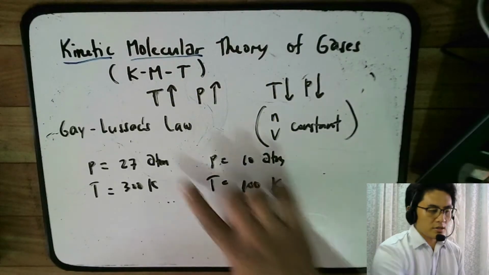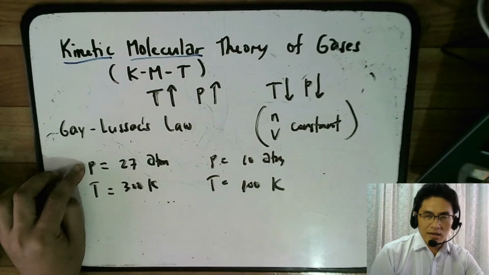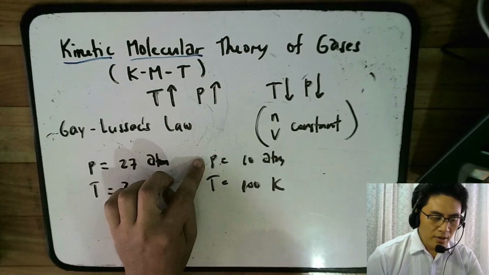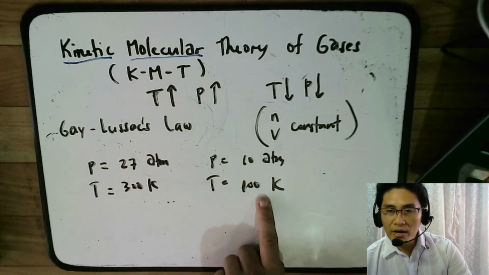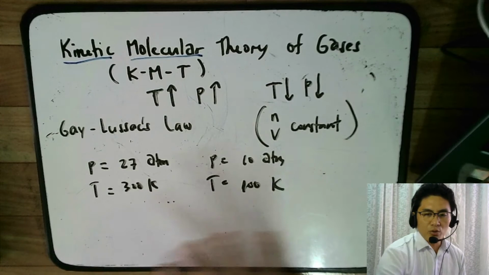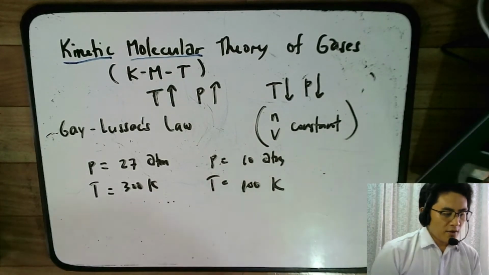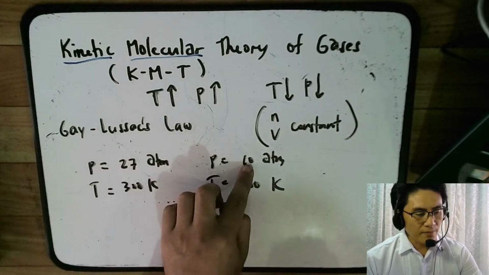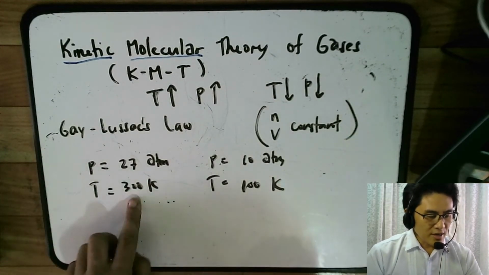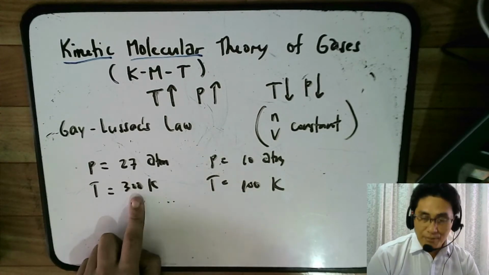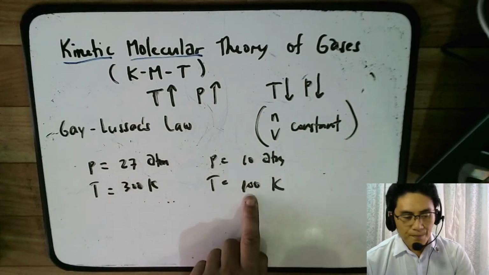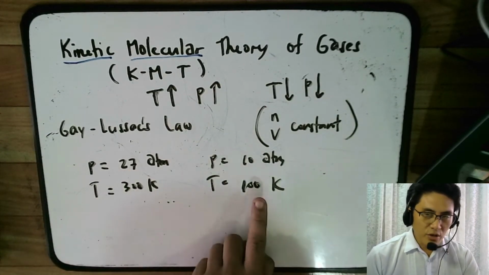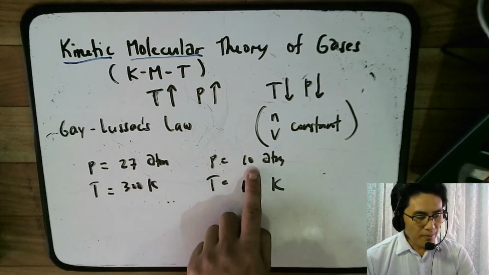So it looks like this. Around 28 atm, the temperature is 300 Kelvin. But around 9 atm, the temperature is around 100 Kelvin. This is proof that if you decrease the temperature from 300 to 100, the pressure also drops. If you increase the temperature from 100 to 300, the pressure also increases.